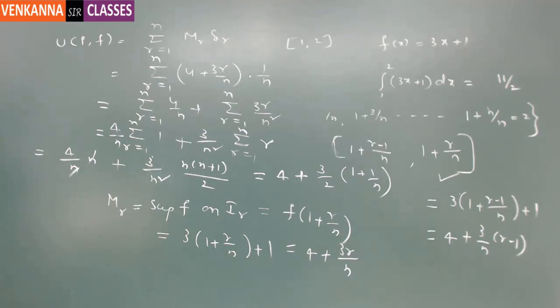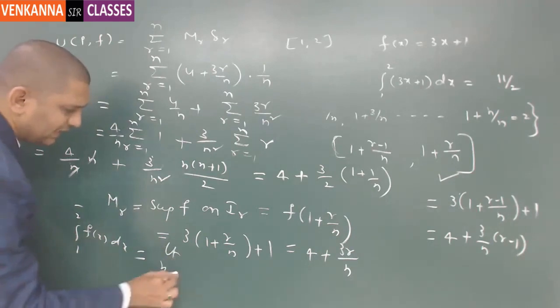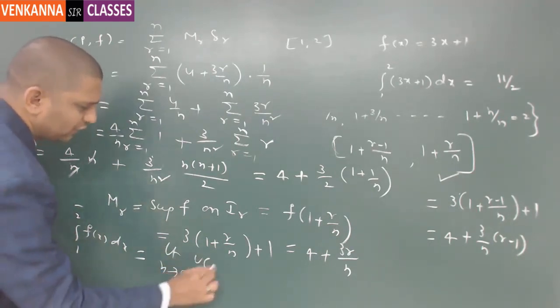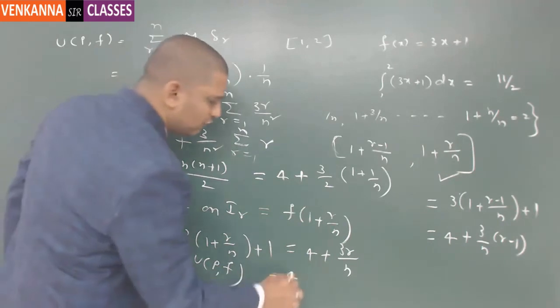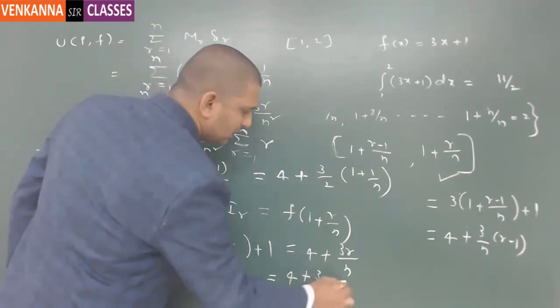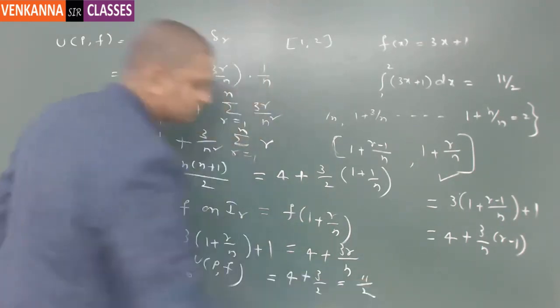Right. Now to get the upper integral, that is the integral from 1 to 2 of bar f of x dx, it is equal to the limit as n tends to infinity of UPF. So if you apply the limit n tends to infinity for the upper sum value, it is nothing but 4 plus 3 by 2, which is equal to 11 by 2.